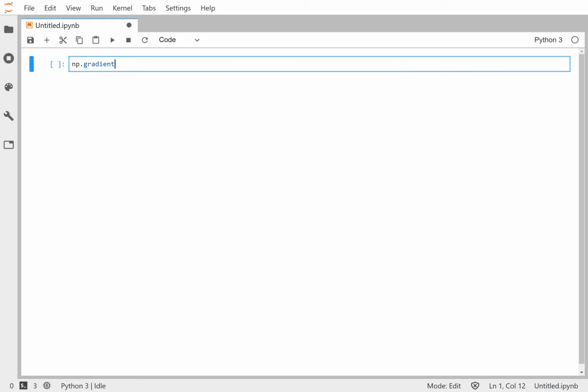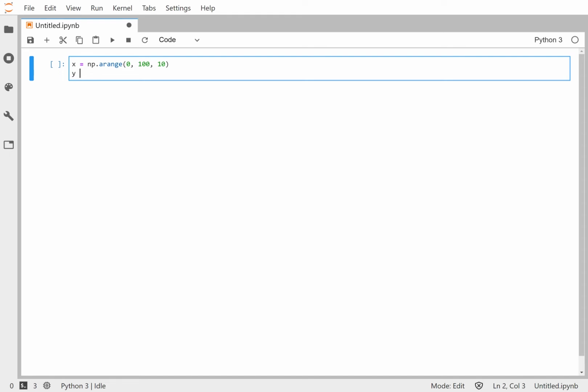So let's create some data first. Let's say our x values are a range 0 to 100 in steps of 10. And then I want to make some y values here. We'll do something simple like x squared.